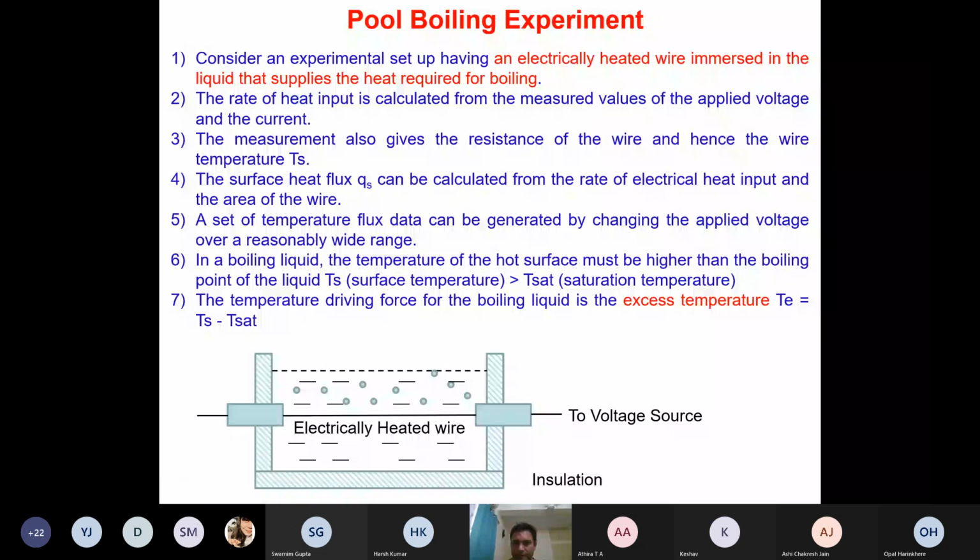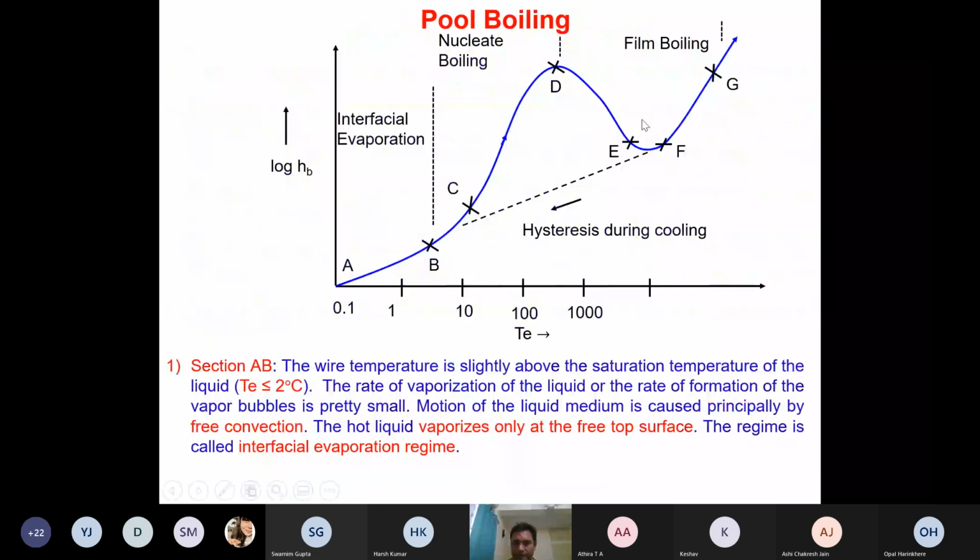Okay, so from point D onwards, from D to G, this particular regime is referred to as film boiling. From A to B, it is referred to as interfacial evaporation. From B to D, it is nucleate boiling, and from D to G, it is film boiling.